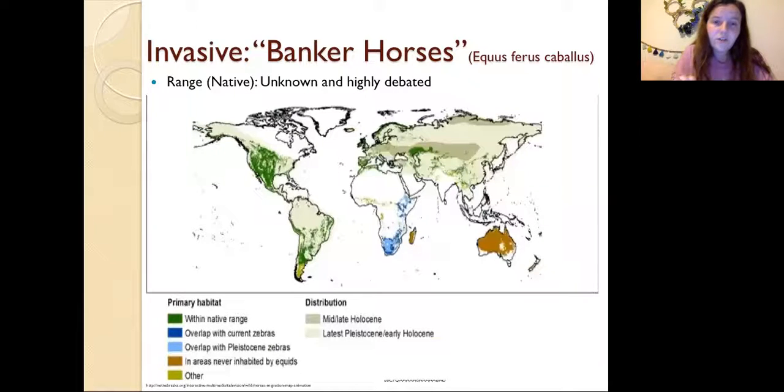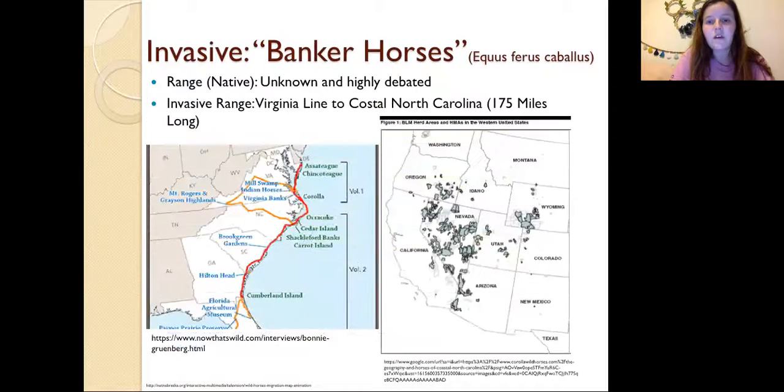Okay, so in terms of their range, their native range is highly debated in the coast of North Carolina, and there's a lot of local myths. However, we do know that horses actually were, of course, native to Africa and then Central and Western Asia in the previous millions of years. However, how the banker horses actually got to North Carolina was probably through Spaniards. We know that a lot of the horses that are in North America as of today came from these Spaniard settlers and brought them over. And that's probably what we're seeing here with the banker horses.